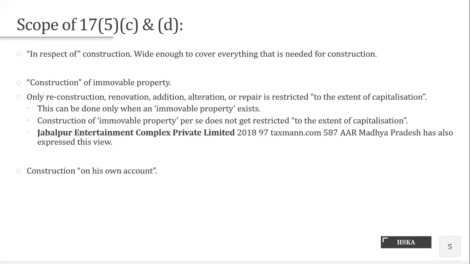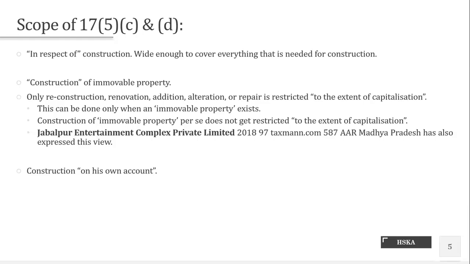Okay, proceed. So again, this term construction is explained to say that where renovation, reconstruction, addition or alteration has happened, it is restricted to the extent of capitalization. Now again, this can be done only when an immovable property exists. So I feel the original construction of an immovable property does not get restricted to the extent of capitalization, irrespective of its capitalization. I feel it should be ineligible. Only the elements of reconstruction, renovation, addition, alteration, or repair are what is restricted to the extent of capitalization.